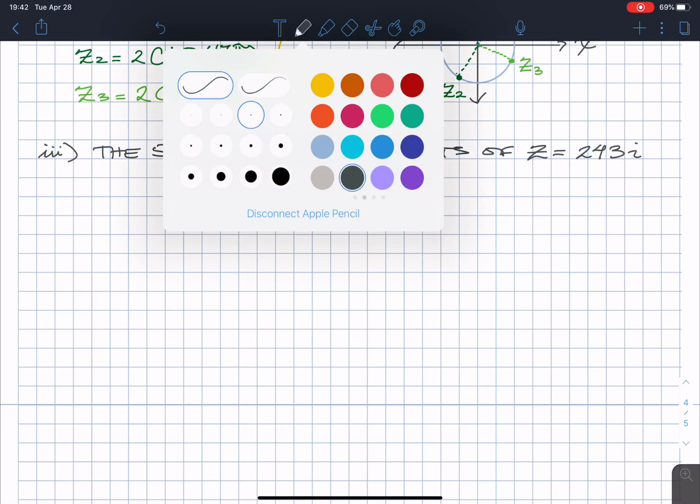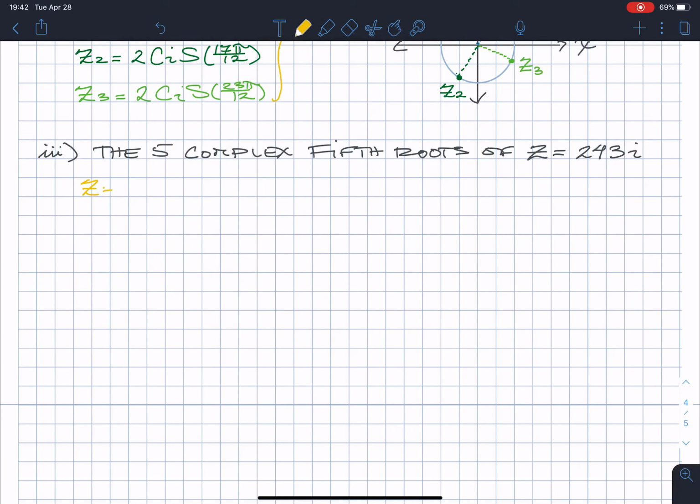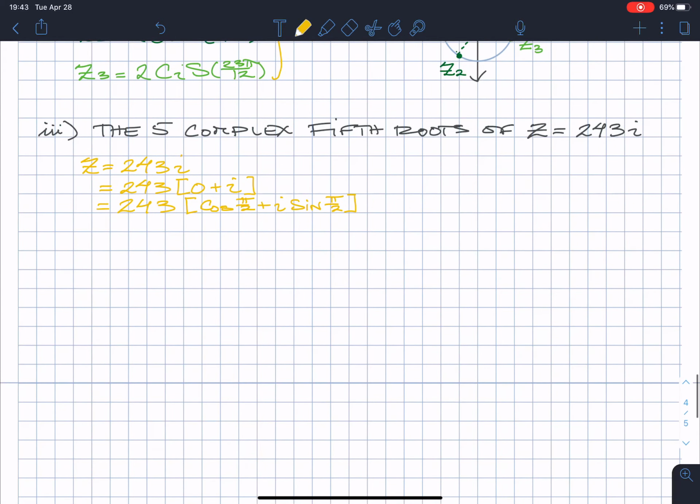Okay, so let's look at z. What is z? z is 243 times I. So I could write that as 243 times 0 plus I. So where is cosine 0 and sine 1? Well, that's going to be at pi over 2. So I claim that this is cosine pi over 2 plus I times sine of pi over 2. Okay. And what is n in this case? n is 5, right?